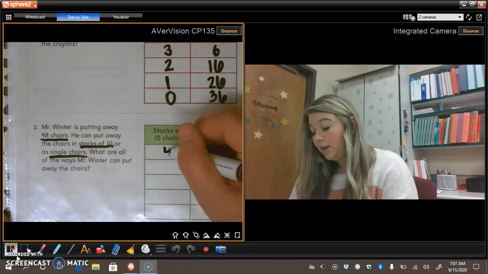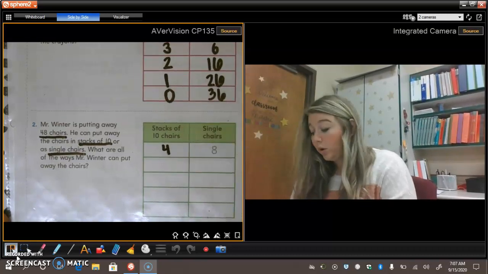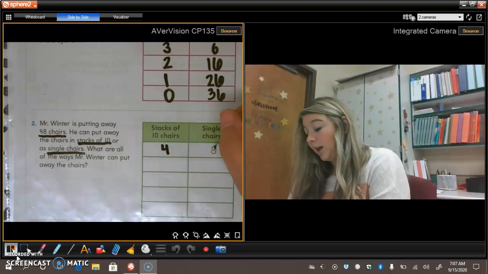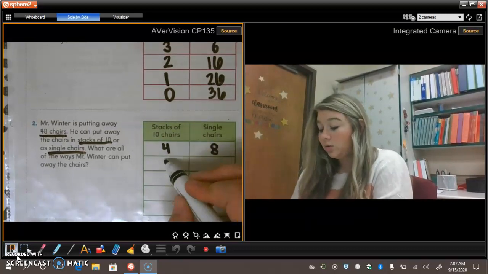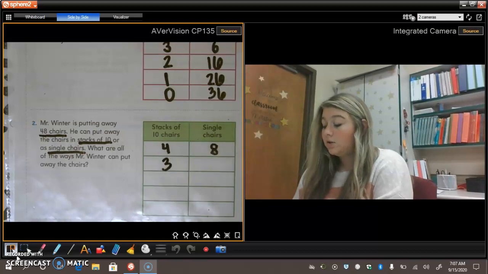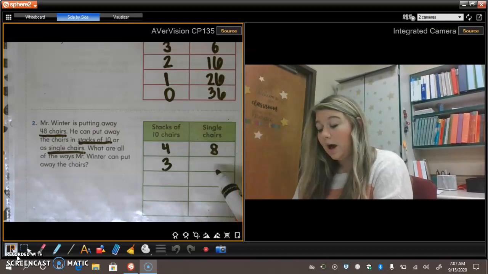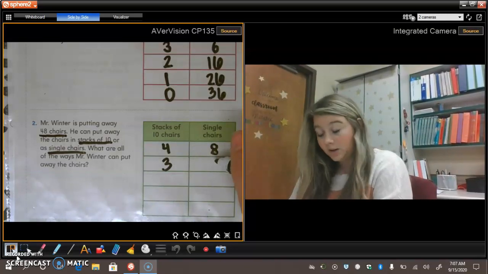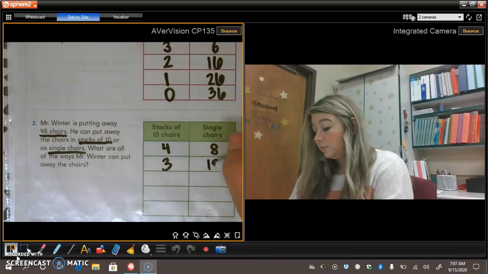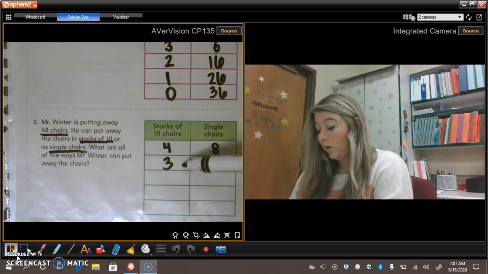So the first way is if we have 4 stacks of 10 chairs, which is 40. So then we need to put 8 single chairs away. So now let's do 3. So 3 stacks of 10 chairs is 30. And then how many more stacks do we need? Or how many single chairs do we need? 18.